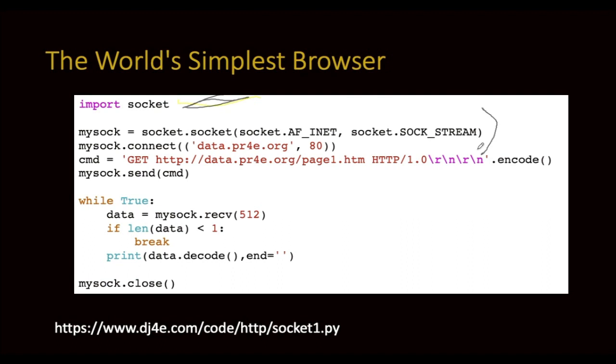So socket.socket, and don't worry too much about this syntax, we don't change it. Socket.socket basically says make a phone. That's what we're making. And then mysock.connect, that second line, is dial the phone. And we're dialing the phone to a domain name, data.pr4e.org, and a port in that domain name. So that is the call.